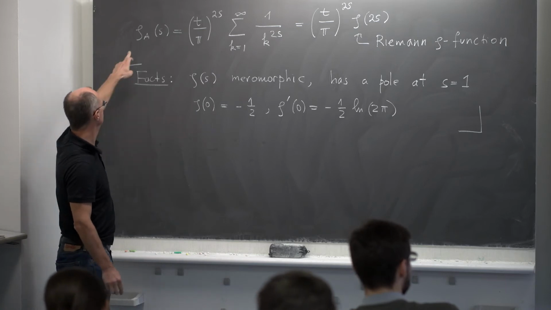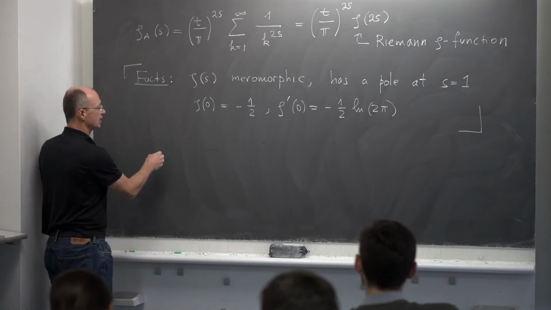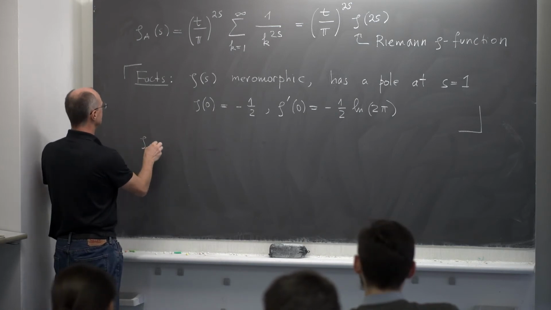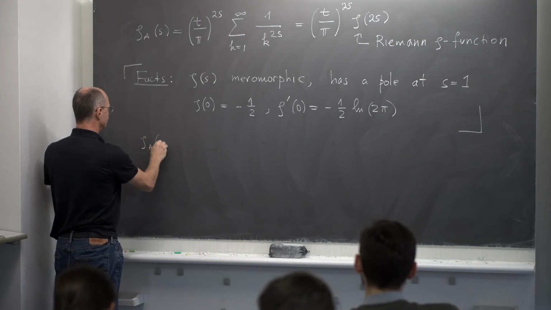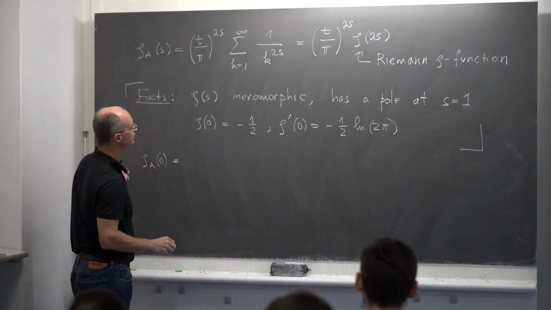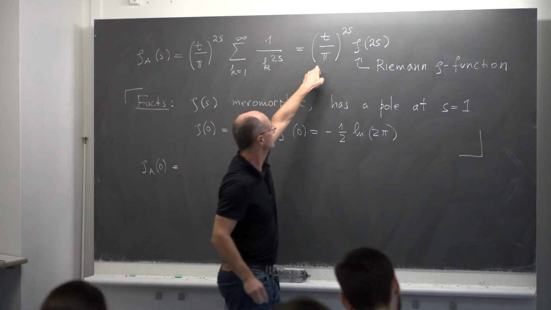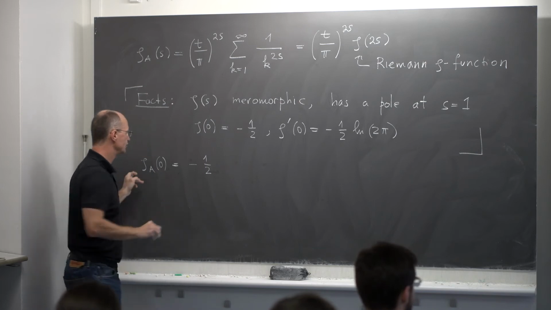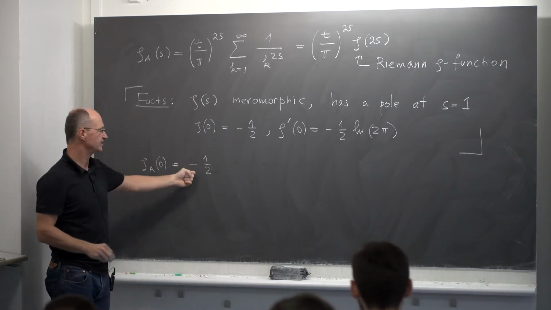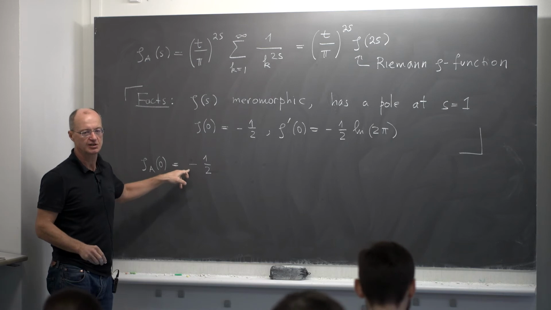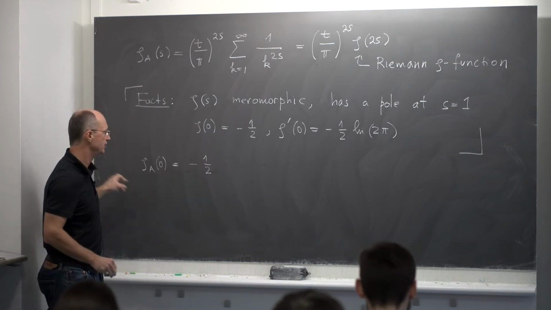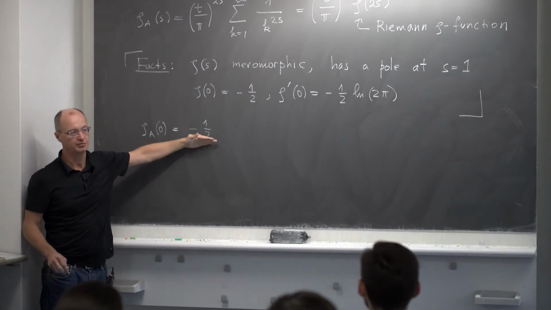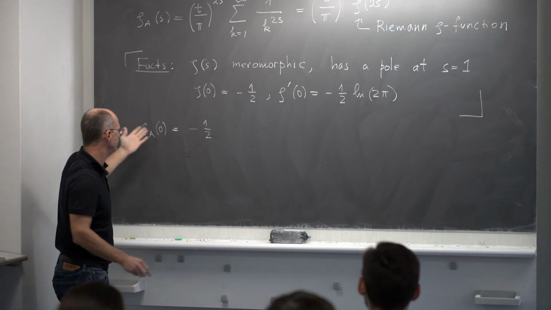So now we can look at our example. We want to know what is zeta A of 0, right? Here we just get 1, here we get 0, so this is actually minus 1/2. That's a kind of funny thing, right? That's the dimension or effective dimension of our Hilbert space. It turns out to be negative and equal to minus 1/2 according to that definition.